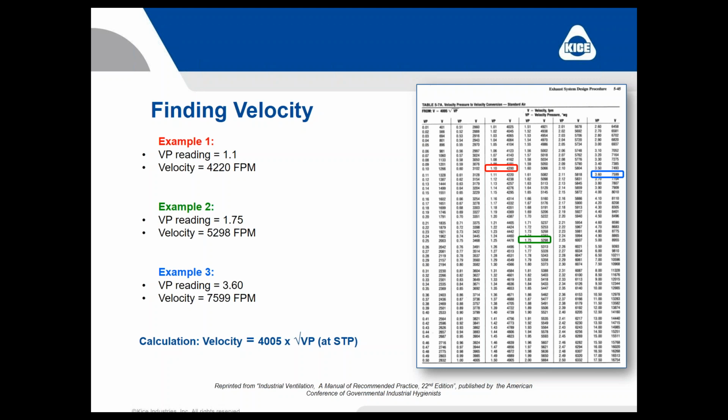Example 2. I do my velocity pressure reading and I get 1.75. I look there and my velocity is 5,298. My example 3 in blue, my velocity pressure reading is 3.6. I look at the corresponding velocity, and I've got 7,599 feet per minute. Again, this is all at standard air. Calculating velocity is basically 4,005 times the square root of the velocity pressure.